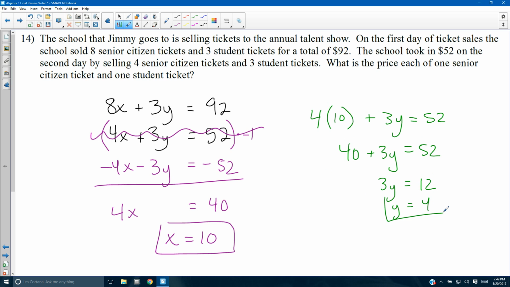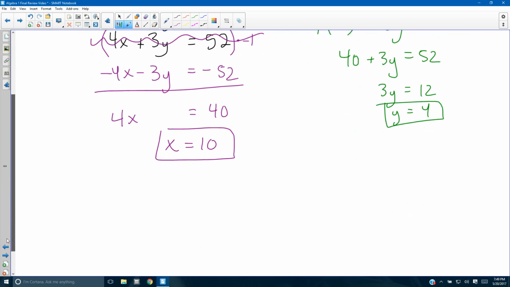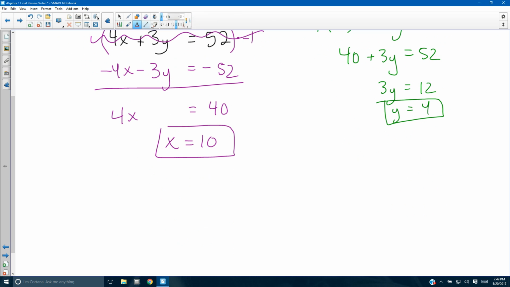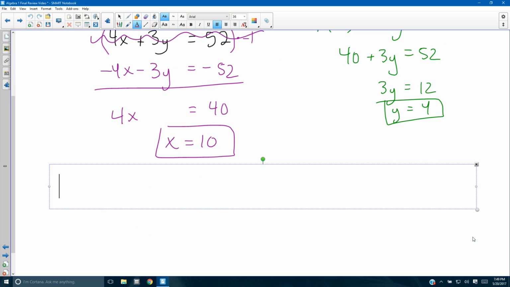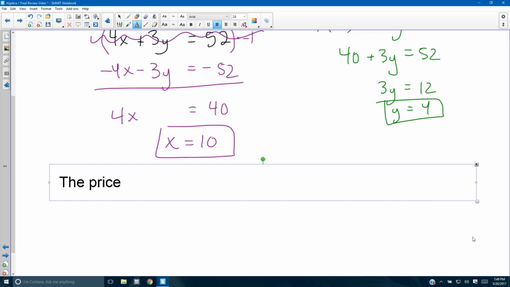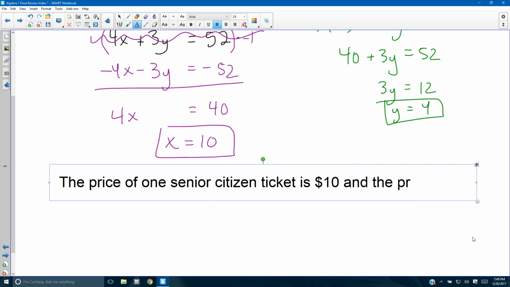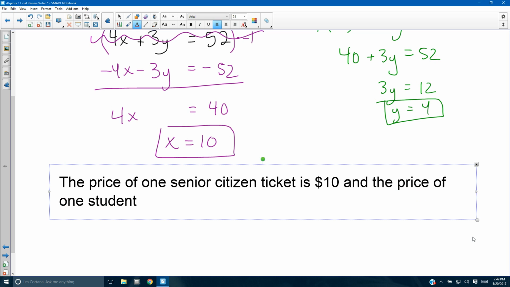So to answer this question, again like the last one, remember x is representing the number of senior citizen tickets, y in this case is representing the number of student tickets. Excuse me, not number of. See, that's why I have to write them. The cost of each. The price. See, I really have to define these variables for myself. The price of one senior citizen ticket is $10, and the price of one student ticket is $4. Hey, we answered the question.